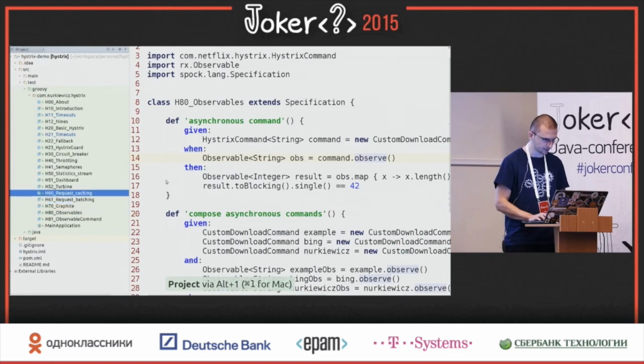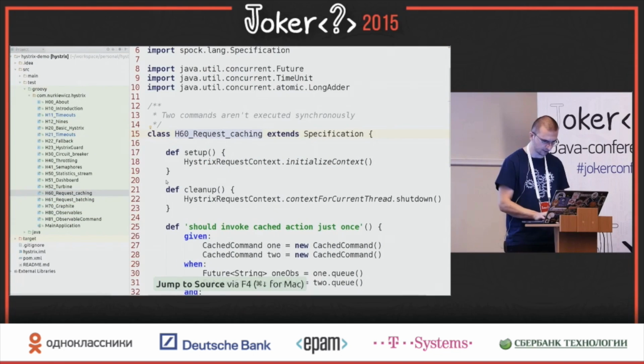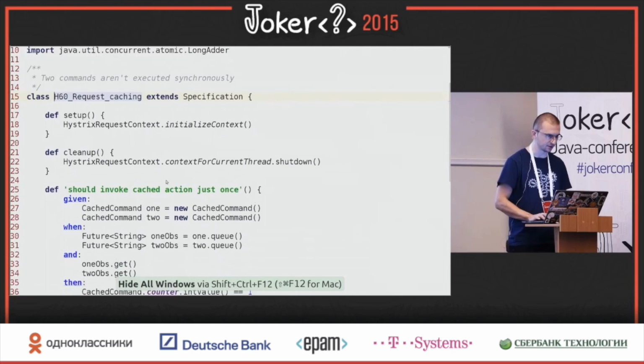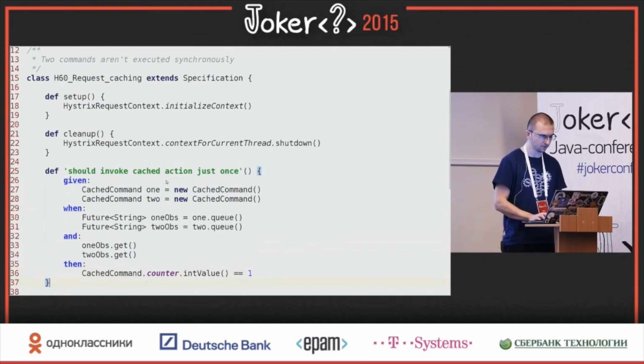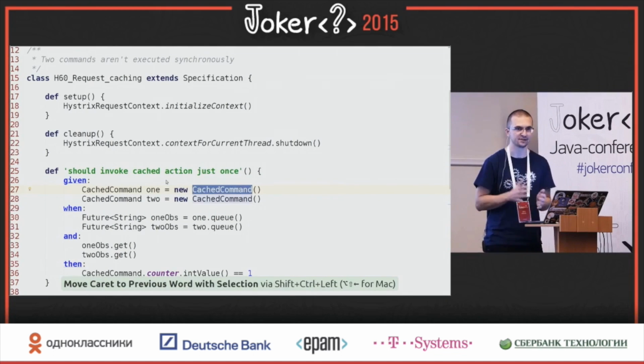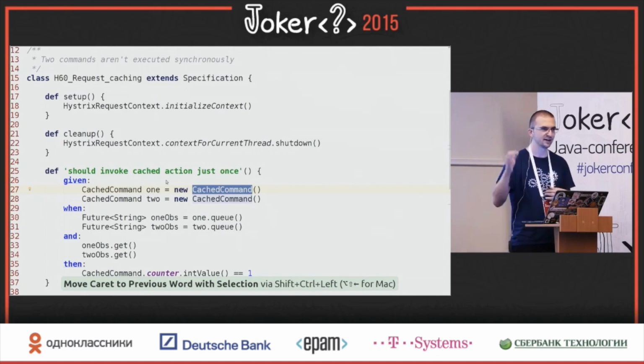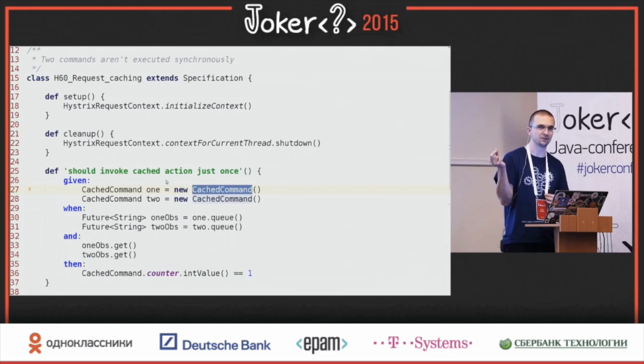What else? Okay, so the last thing I think we have time for is caching and collapsing, the two very nice things. So let's start from caching. The idea is that if you invoke the same command twice in the same amount of time, the second command is not executed, but it just waits for the first one to complete and returns the same result.